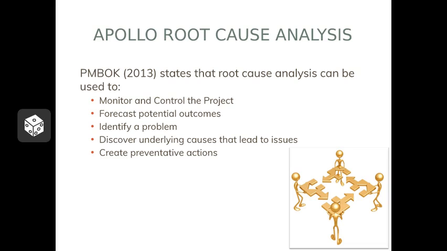The PMBOK does not specifically call out the Apollo root cause analysis. However, it does refer to root cause analysis in sections 8.2.2.3 and 4.4.2.2 and states that they are used in process analysis as well as in analytical techniques. The analysis is used to help monitor and control projects, forecast some potential outcomes based on several possible variations and variables. Root cause analysis is also used to identify problems, underlying causes of the problems, and create actions to prevent the problem from happening again.